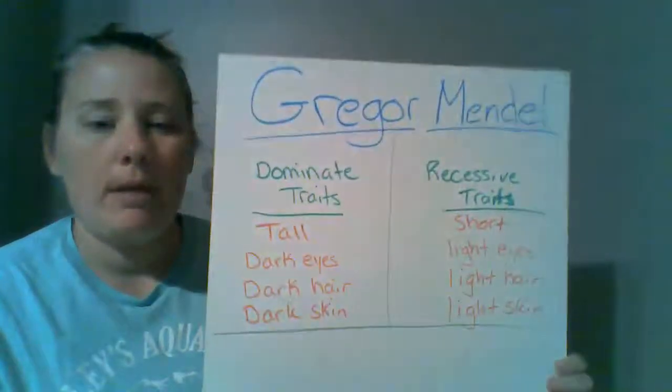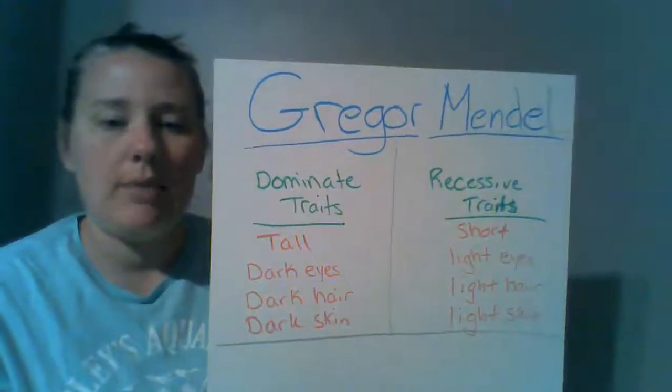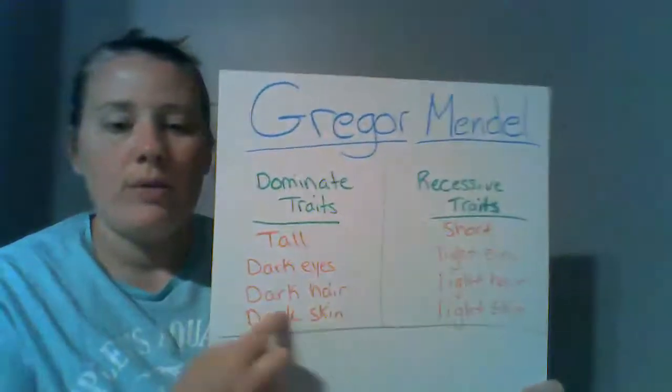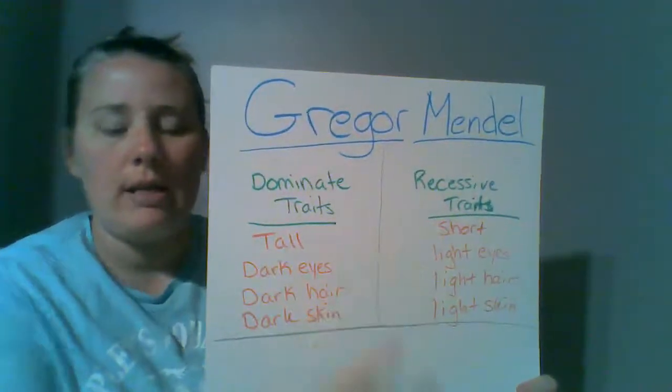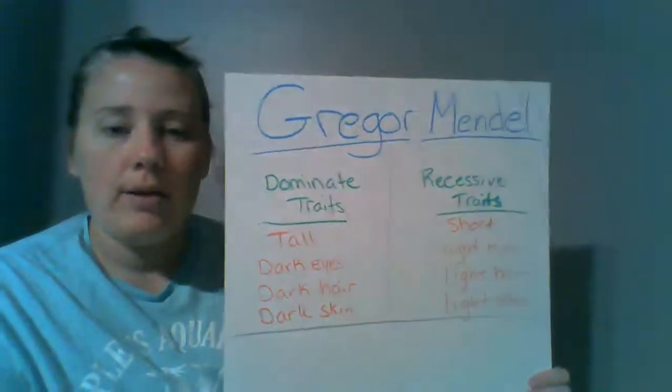So what I did and what I want you to do in your notebook is go ahead and add these lists. Don't worry about this name yet, we're going to get to him in just a minute. But go ahead and have two sections, one for dominant traits and one for recessive traits. Sorry, I kind of messed up there, but you know what I'm saying.